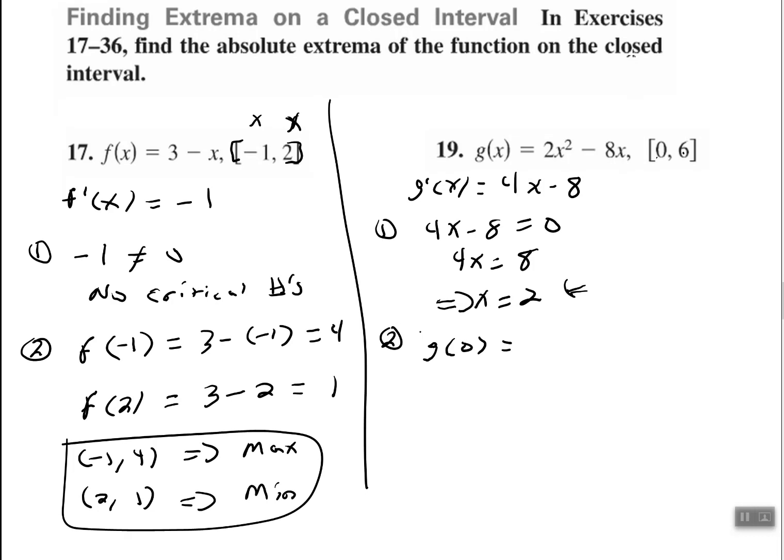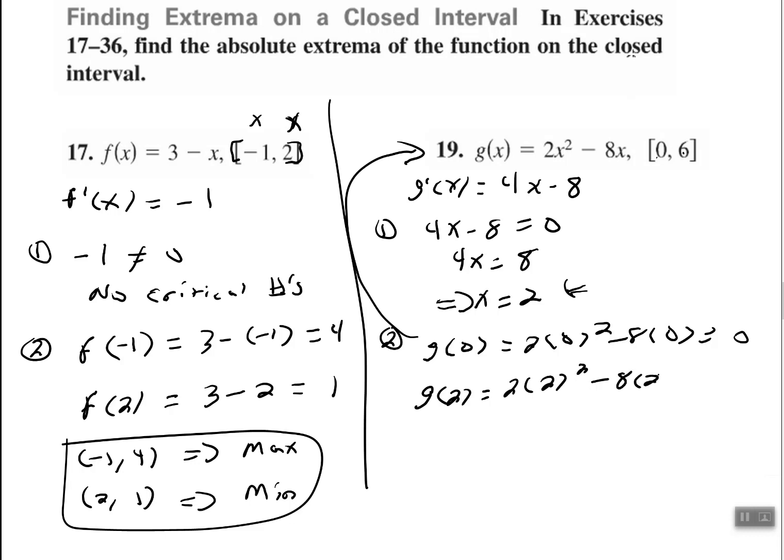Okay, so g of 0, looking at the original function. You have 2 times 0 squared minus 8 times 0, which is simply 0. And then g of 2, my critical number there. And you don't have to do it in this order. You just need to make sure you evaluate all three of those numbers. So 2 times 2 squared minus 8 times 2. So 2 squared is 4. 4 times 2 is 8. And then 8 minus 16, negative 8.